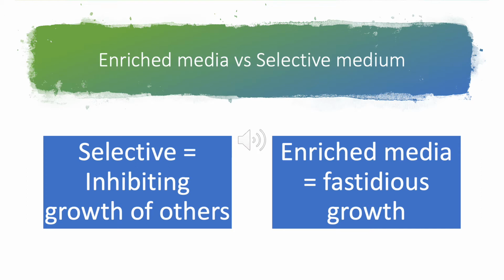What is an enriched media versus a selective medium? An enriched media contains added nutrients to the standard media that allows for the growth of a wider variety of organisms in the specimen and fastidious microorganism growth. On the other hand, a selective media is used for the growth of only specific organisms that you select for. This can be achieved by using things like antibiotics that allows only resistant microorganisms to grow on your medium, and it will inhibit the growth of other microorganisms.